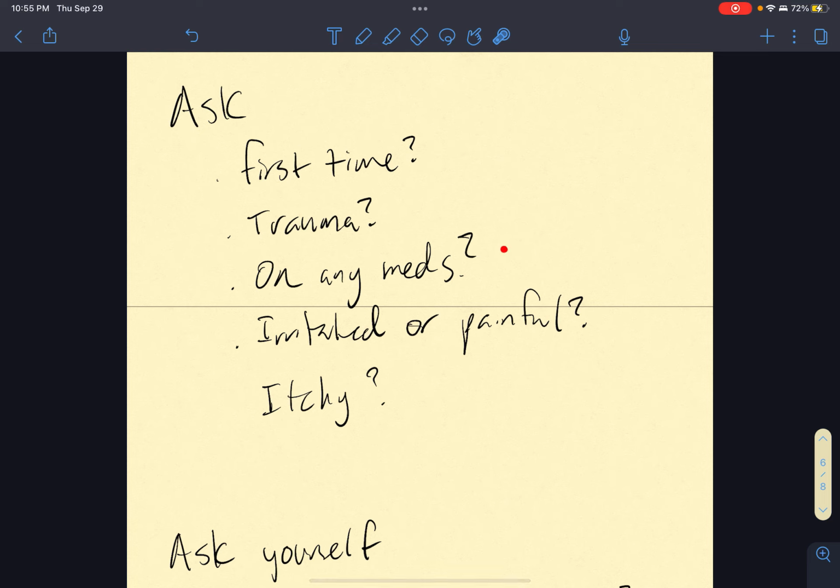Is the person on any meds? Eye drops usually treat certain diseases. So if the person has been treated before for uveitis, or is on a medication for glaucoma like brimonidine, that could be causing them to have an allergic reaction.